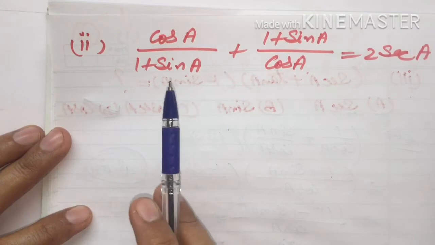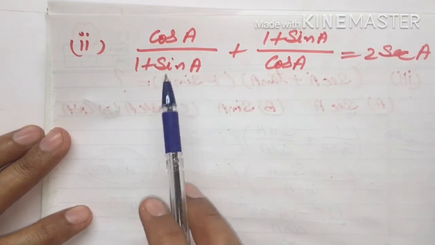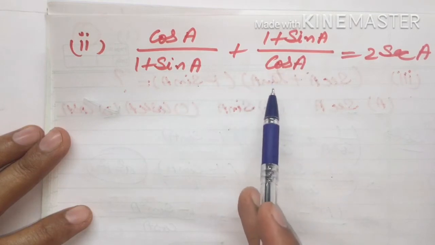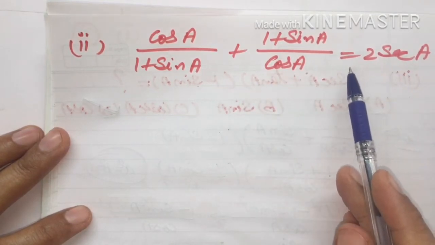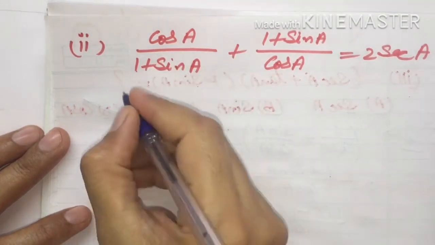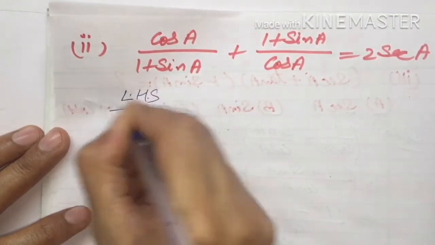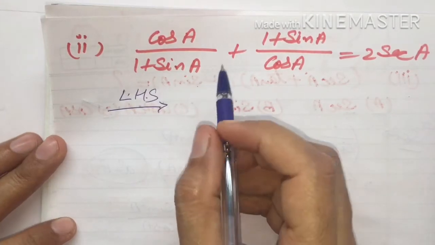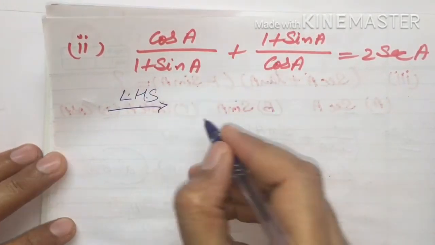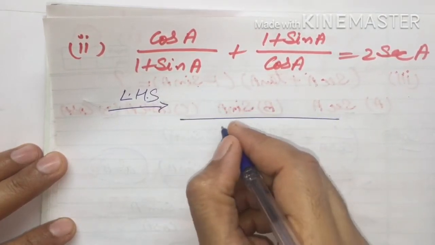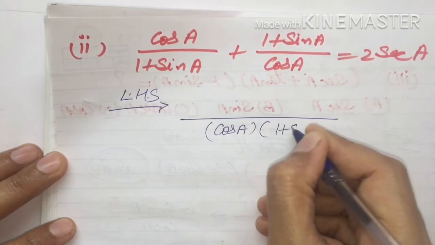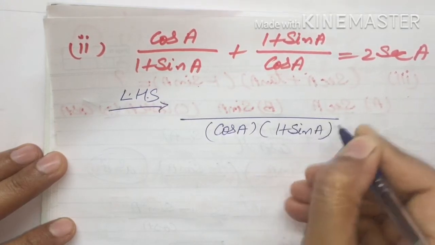Second part of question number 5, exercise 8.3, cos a upon 1 plus sin a plus 1 plus sin a upon cos a. We need to prove this is equal to 2 secant a. So we will start from left hand side. In the left hand side we will take LCM of these two terms. So when we will take LCM, it will multiply cos a into 1 plus sin a.